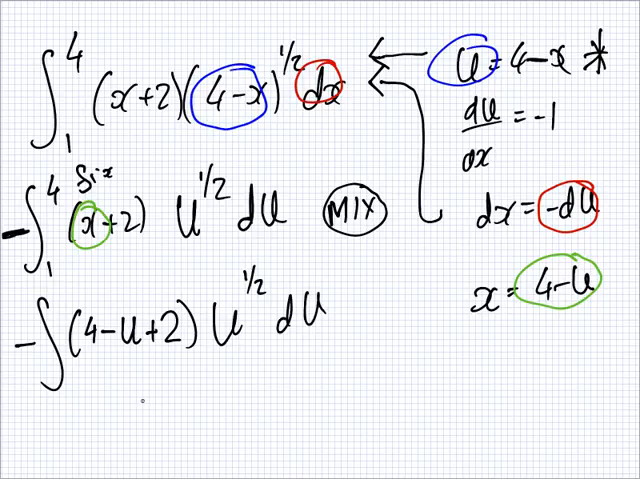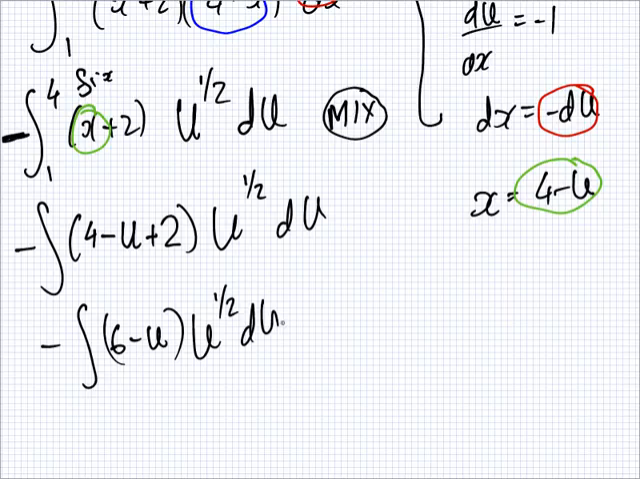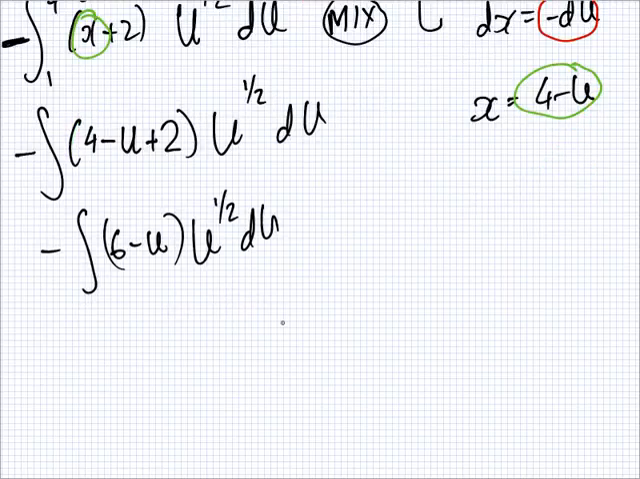Say again? Oh yeah, I'll put them in at the end. Yeah, there are limits here, you're right. So minus the integral of 6 minus u times u to the power of a half, du. Okay. Now, what should I do next here? Any ideas?